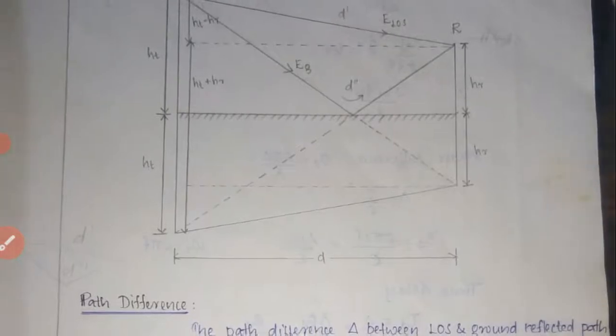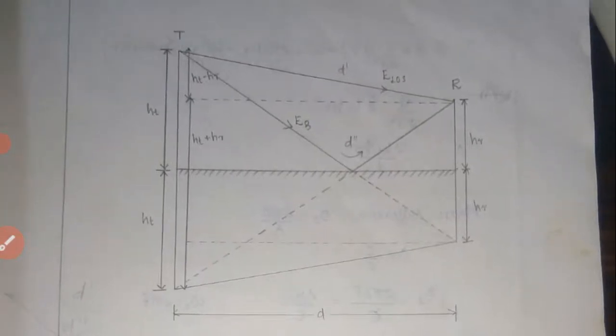Then we know there will be two paths, D dash as well as D double dash. So we have to find the path difference. What about the path difference? There will be two paths, D dash and D double dash. So what about the path difference? It is the difference between two paths, right?